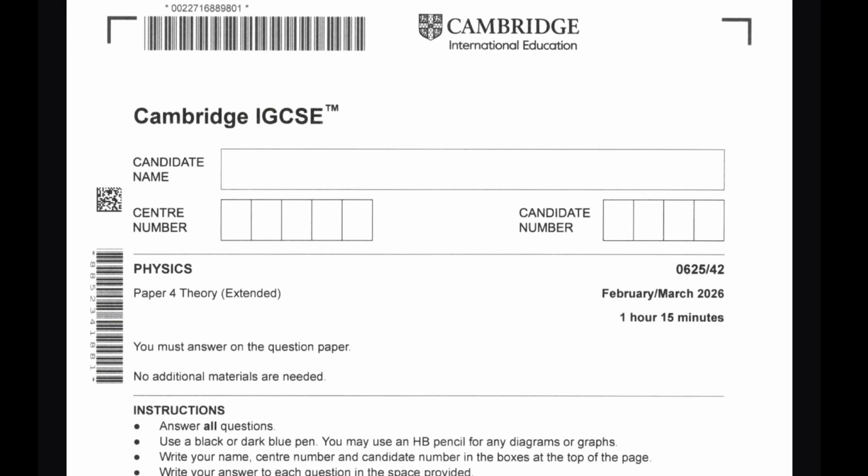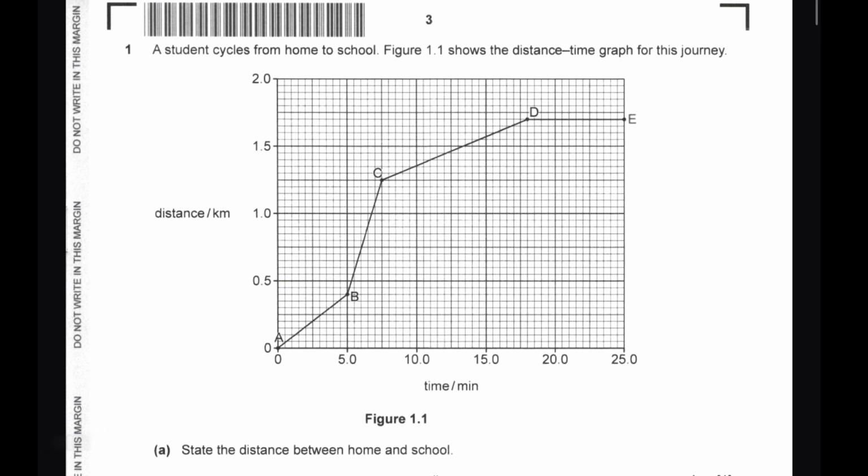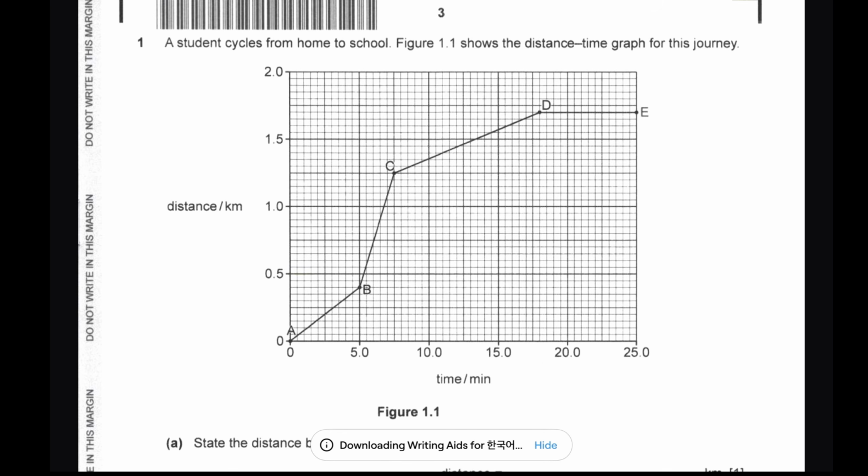So guys, we're going to be discussing Cambridge IGCSE February March 2026 paper 4.2. It's a 1 hour 15-minute paper, but we're going to go through it at a comfortable pace so that we know how to solve all of the things. So let's start with the first question.